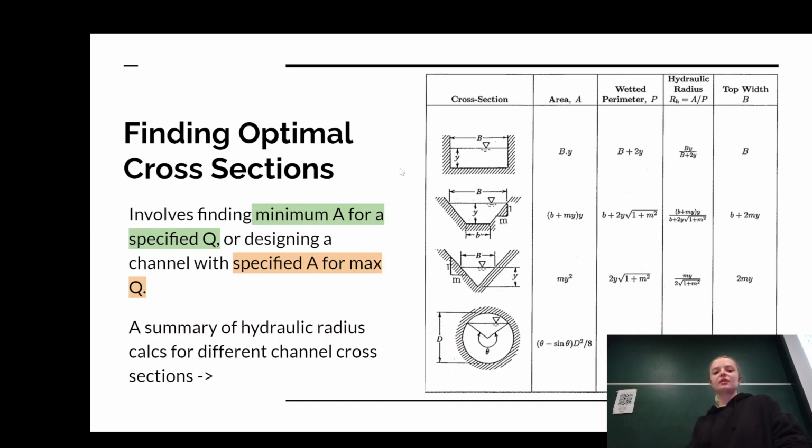Okay, and I've got this cheat sheet over here, which is a summary of hydraulic radius calculations for different channel cross sections. This one is really useful when you see a question and they tell you it's a trapezoidal open channel. You can go straight to here and find the hydraulic radius, rather than having to calculate it all by yourself, remembering that they've got that equation up here, RH equals A over P, so area over perimeter, and that's just the wetted perimeter in the channel.